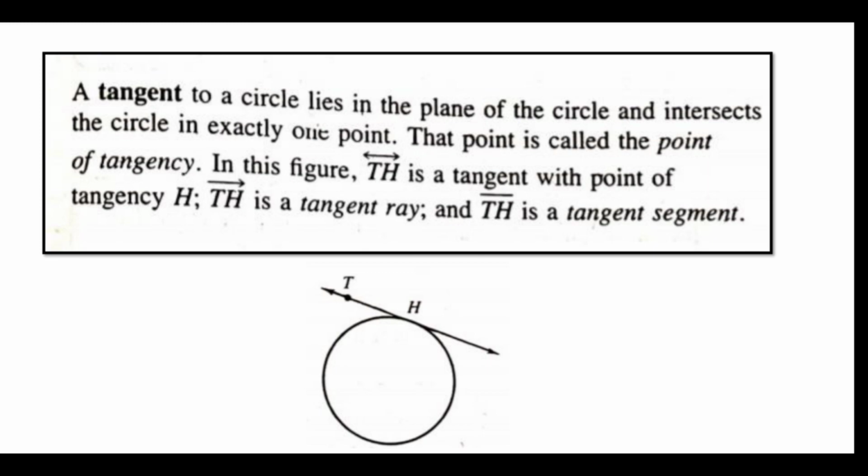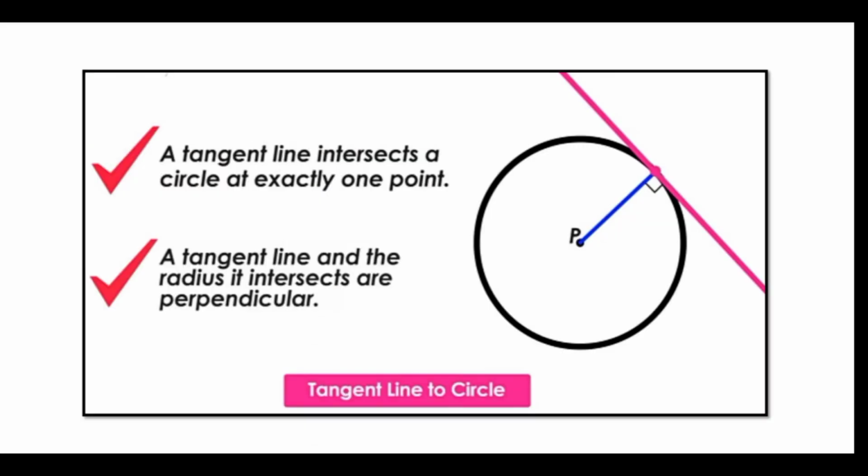In this figure, line TH is the tangent with point of tangency H. Thus, ray TH is a tangent ray and segment TH is a tangent segment. So remember that a tangent line intersects a circle at exactly 1 point, and a tangent line and the radius it intersects are perpendicular. That's why we have here the right angle.